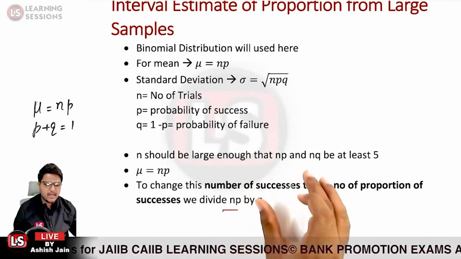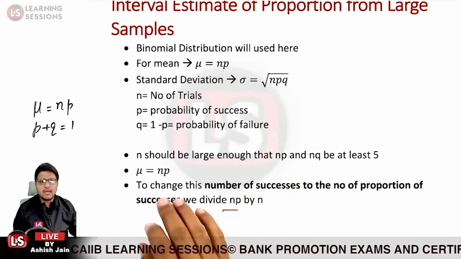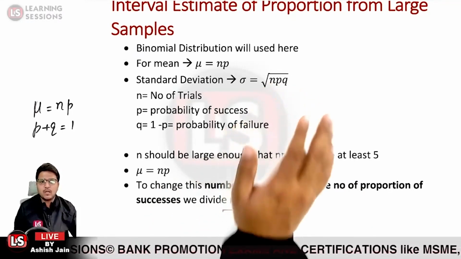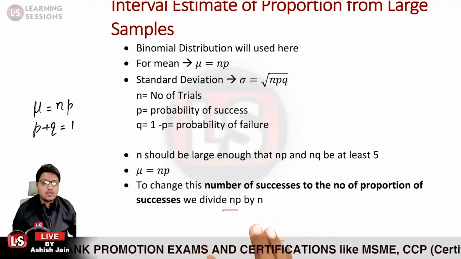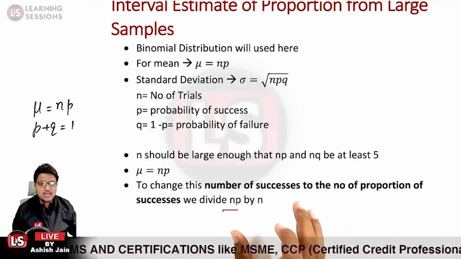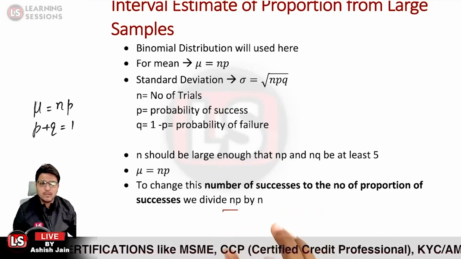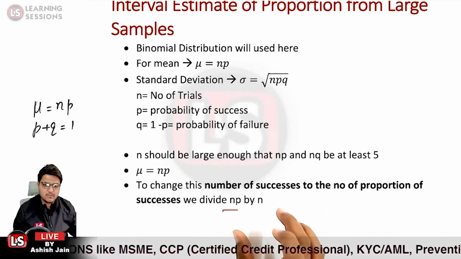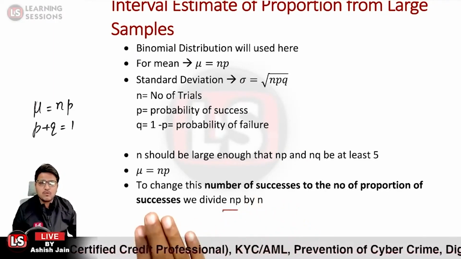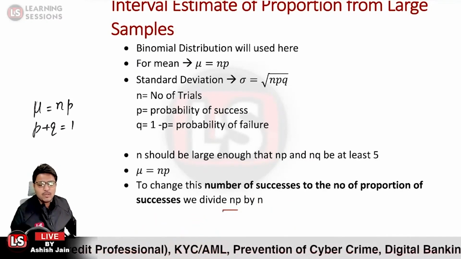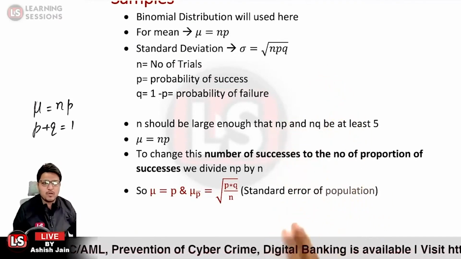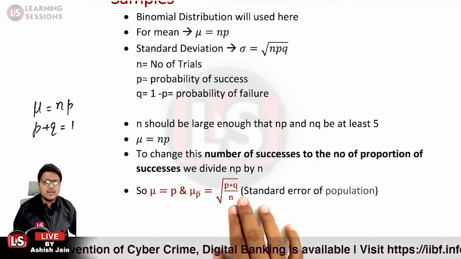And I just told you mu is equal to NP, and sigma is equal to the square root of NPQ. That is the formula related to it. Further, to change the number of successes to the proportion of successes, we will be dividing NP by N. So mu would be equal to P, and the NPQ would be equal to PQ. That would be the simple formula that we can calculate.